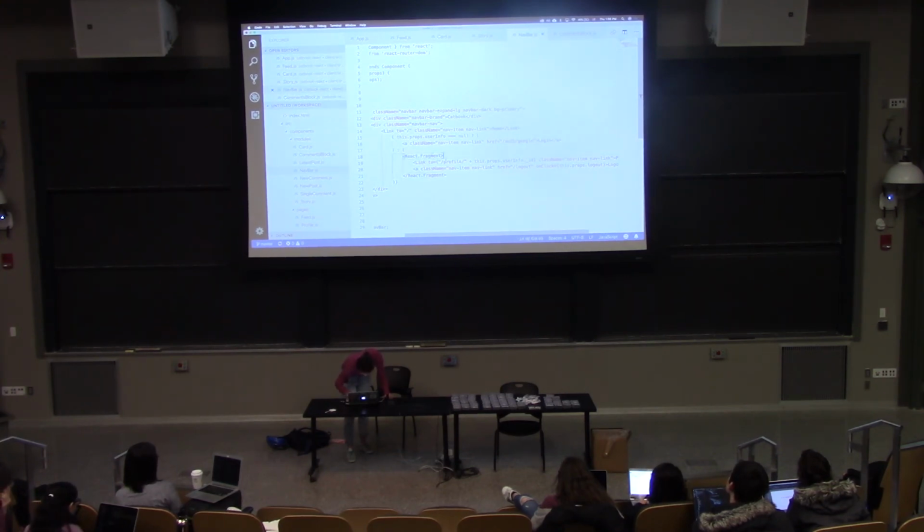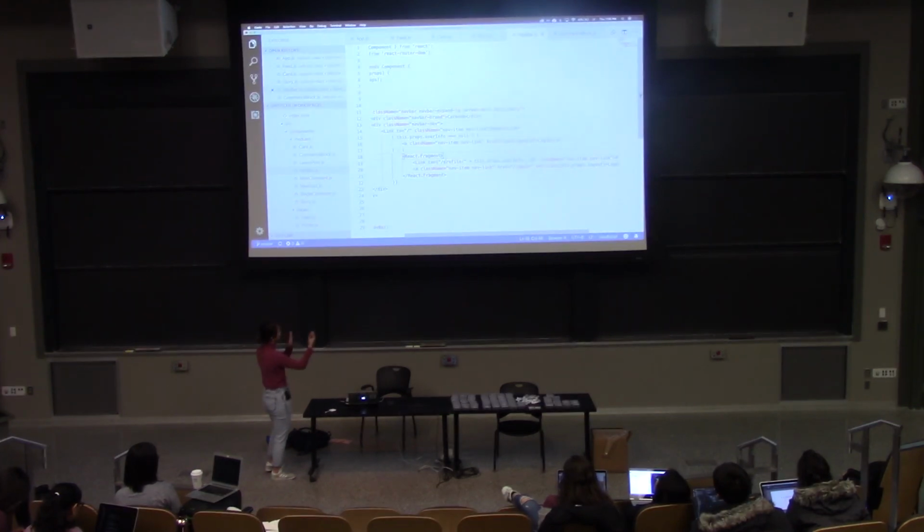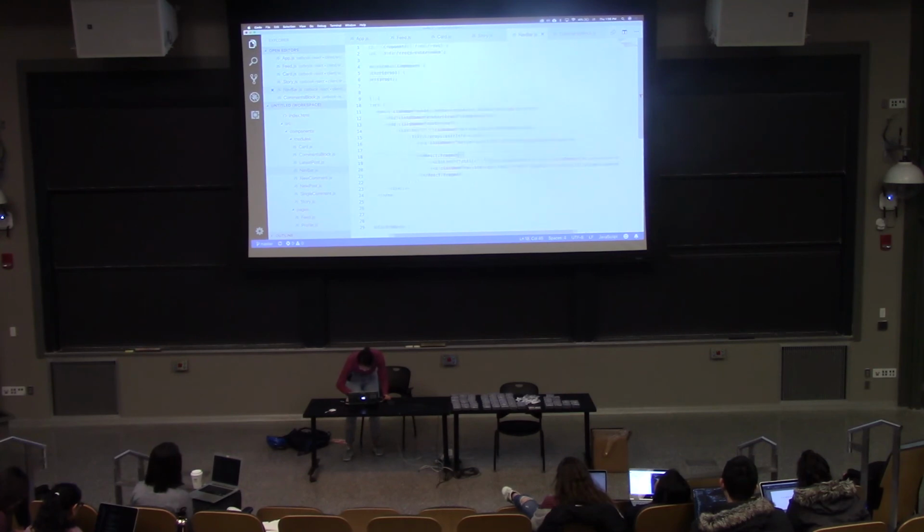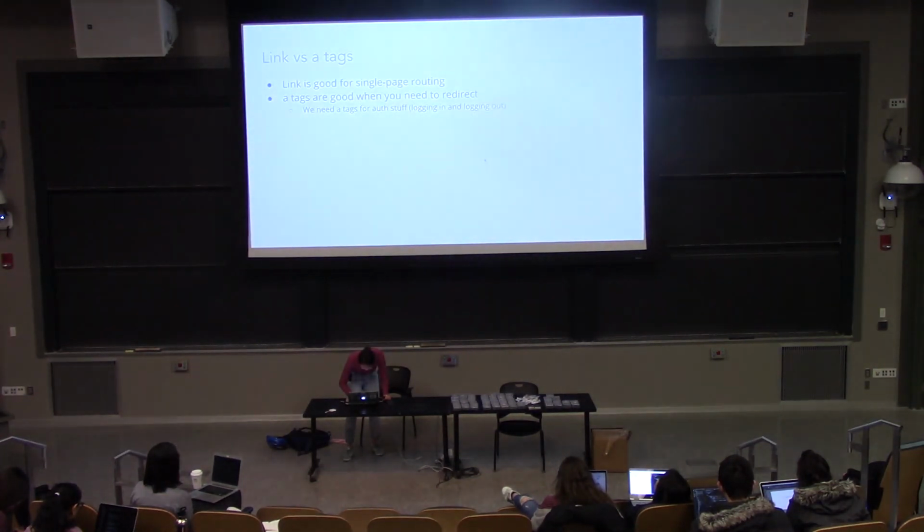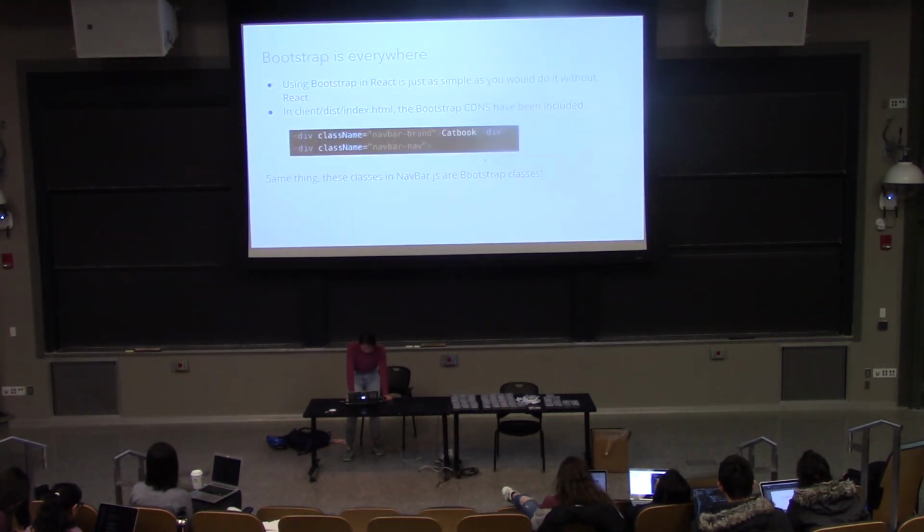React.fragment: when you're returning something in one of these ternaries, you have to return one div. And if you return a div, these will stack on each other. So I just use React.fragment to make it horizontal. Yeah, cool. So that's link versus A tags.